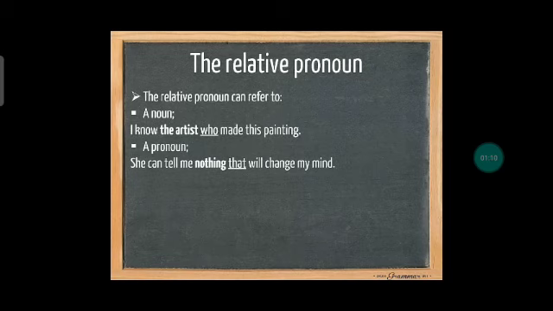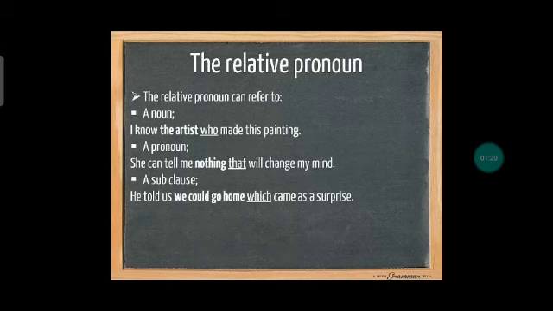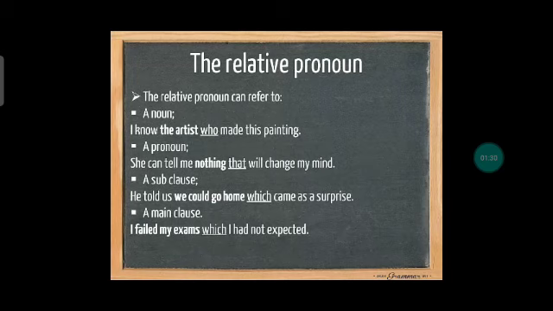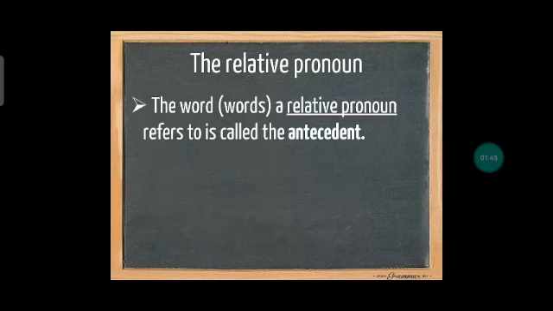She can tell me nothing that will change my mind. That refers to nothing. Nothing here is a pronoun. So a relative pronoun can refer to a noun or a pronoun. Also it can refer to a subclause. He told us we could go home, which came as a surprise. Which refers to we could go home, which is a subclause. Also, it can refer to a main clause. I failed my exams, which I hadn't expected. Which refers to failed my exams, which is a main clause. So the relative pronoun can refer to a noun, pronoun, subclause, or a main clause. It's very important.